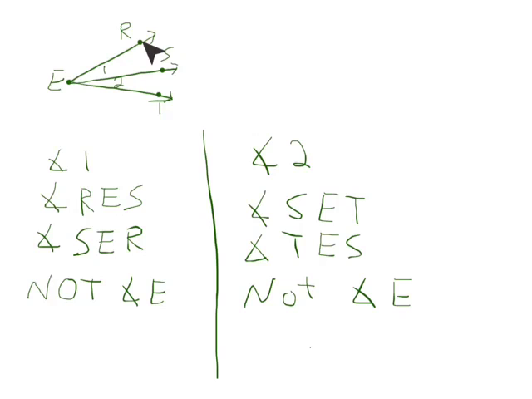Or we can write it using three letters. We can write it using the letters R, E, and S because those are the three letters that make up that angle. When we write it with the three letters, we need to put the vertex in the center. So E is the vertex. That needs to be in the center. So we could write it as angle RES or angle SER.